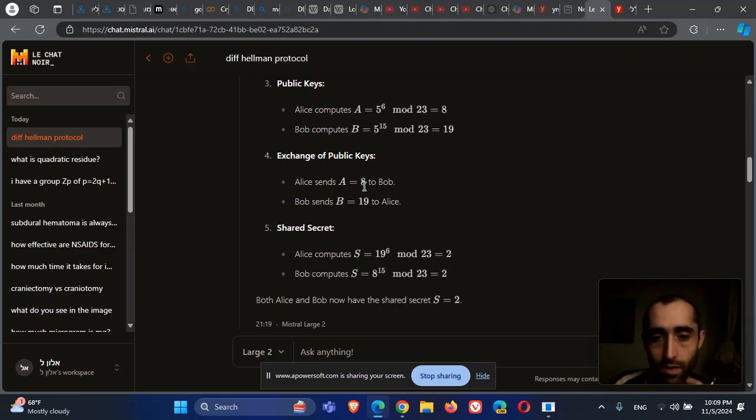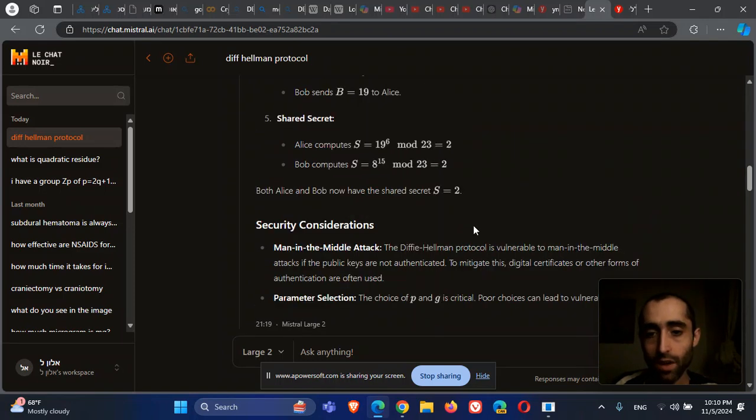Bob gets this 8, which is g to the power of small a, and takes it to the power of b, and again he gets g to the power of ab, which is the same as g to the power of ba. They both get the same number. And this is the shared secret key that no one knows except Alice and Bob. So this is how Diffie-Hellman can help us create a shared secret key through the public key.